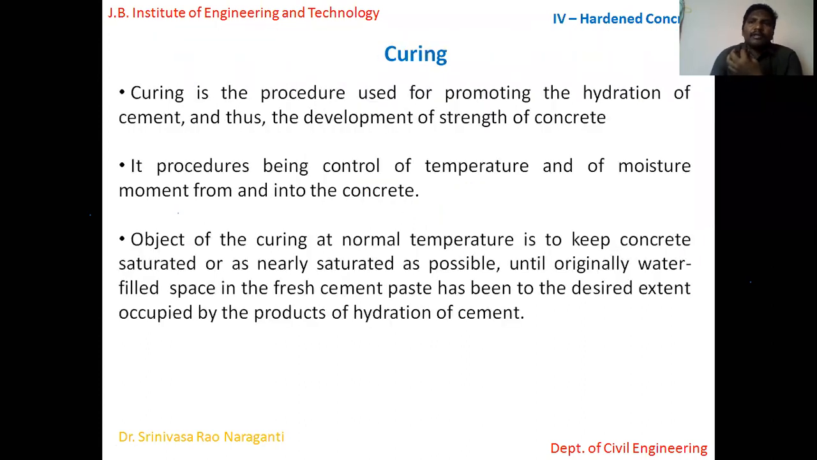This is basically curing. I think each and every one of you might have seen the curing of concrete taking place. In nearby areas, or when you pass by, you see people curing concrete structures. So curing, in our terms, what do we do? You just spray water on whatever concrete structures there are.